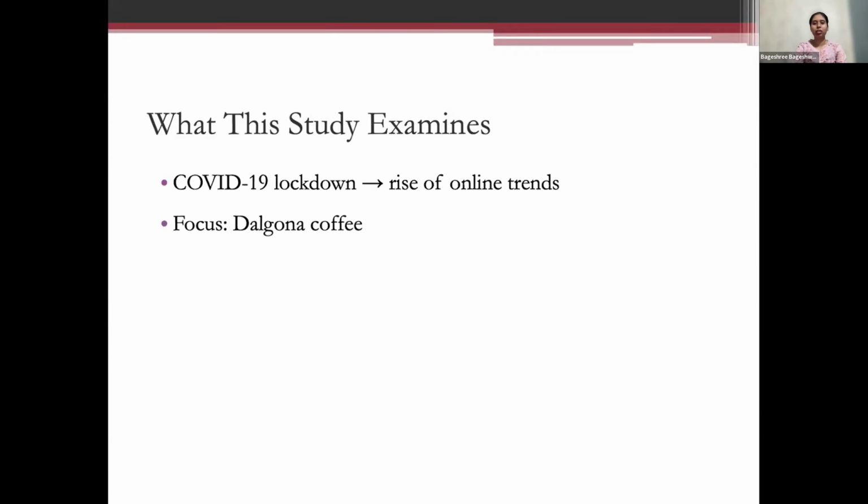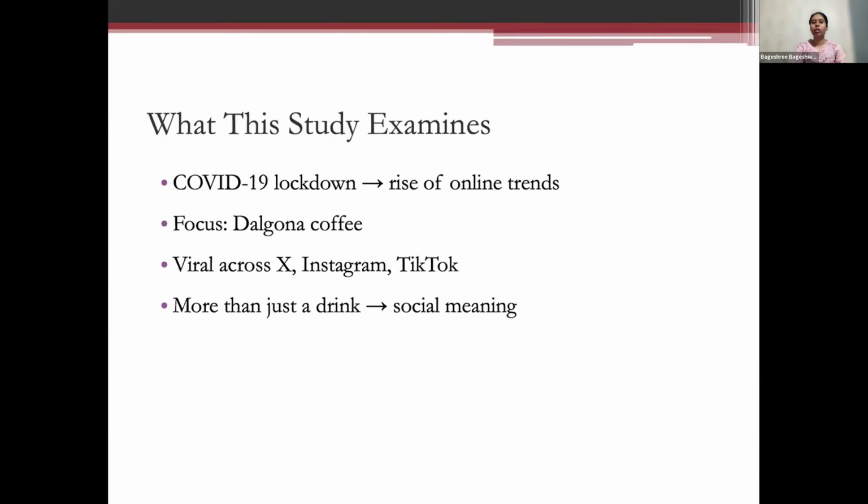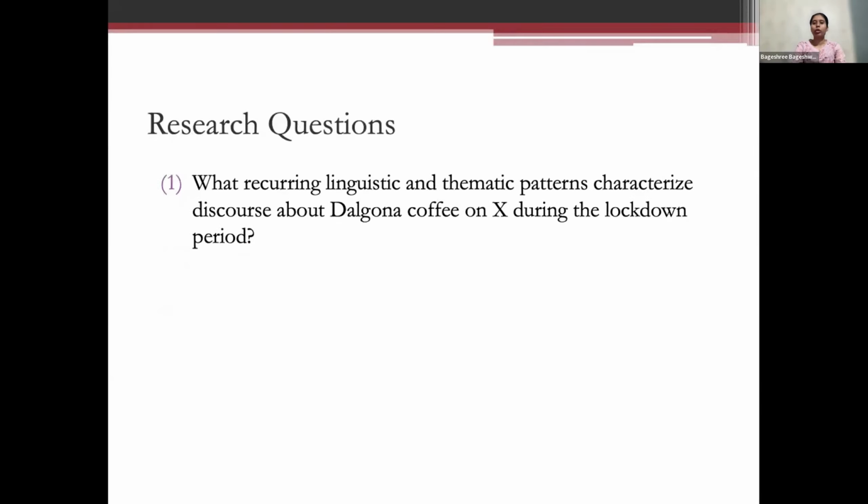So in my study, I'm going to look at how a simple online trend, which rose during the COVID-19 lockdown, that is Dalgona coffee, became more than just a drink after its repetition and circulation over different platforms. Specifically, I'm going to look at the platform X, formerly Twitter. I'm going to look at it through the following questions.